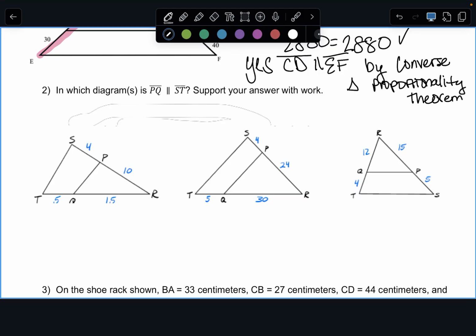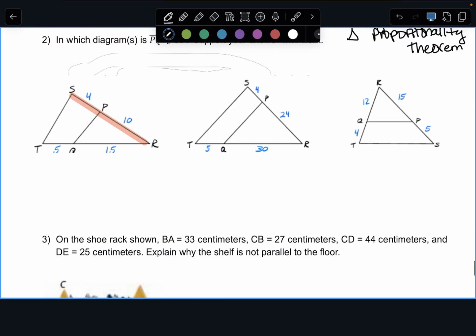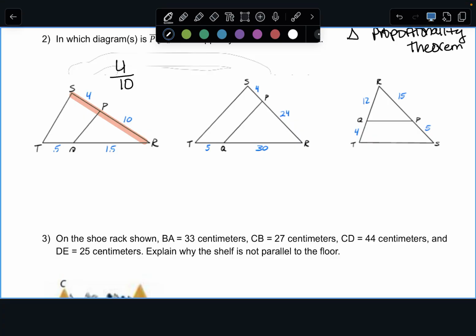Again, it's asking if those lines are parallel, so we're checking part over part. If I look at this orange side, what are my two parts? 4 and 10. So 4 over 10. If I look at my pink side, what are my two parts? That's a 5, not a 0.5, by the way. So 5 over 15. Again, I have to put 5 on top because it goes with the 4, and I put the 4 on top for my other one.